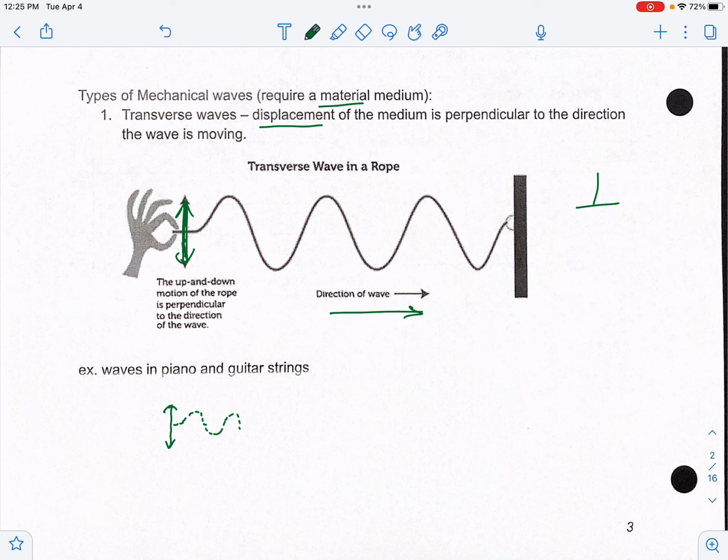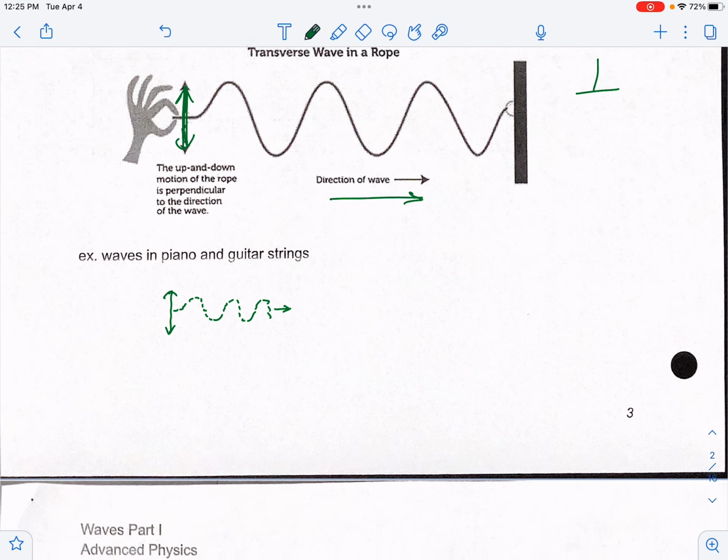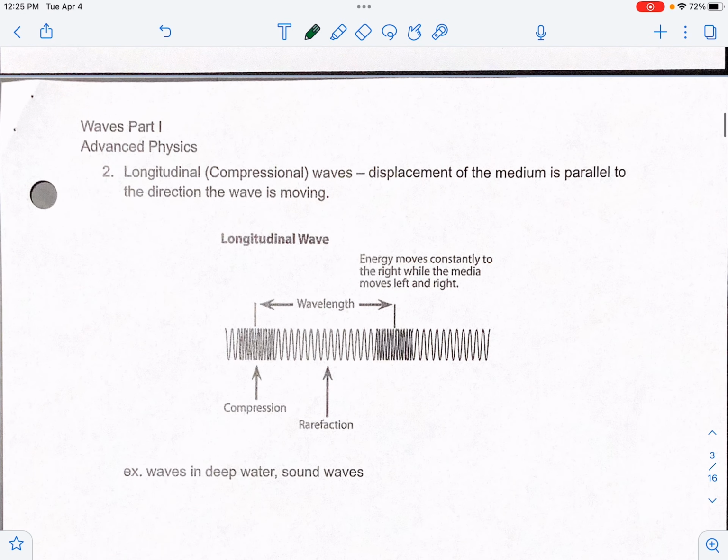Okay, it's going up and down as it's traveling towards the end of the guitar neck. Okay, so that is what a transverse wave looks like. Now moving on to a longitudinal wave or a compressional wave, that's like a slinky. Okay, so the displacement of the medium is parallel.